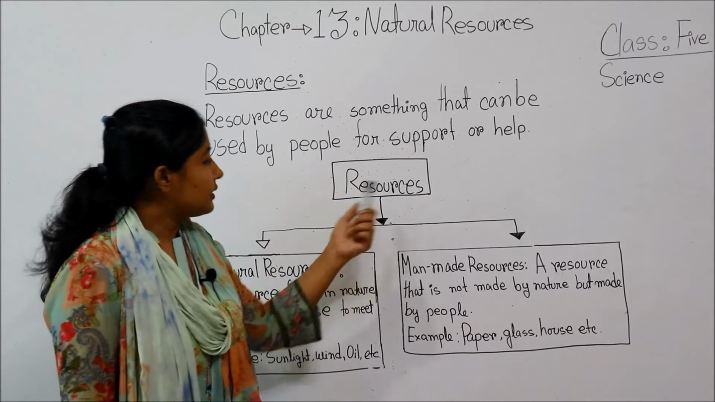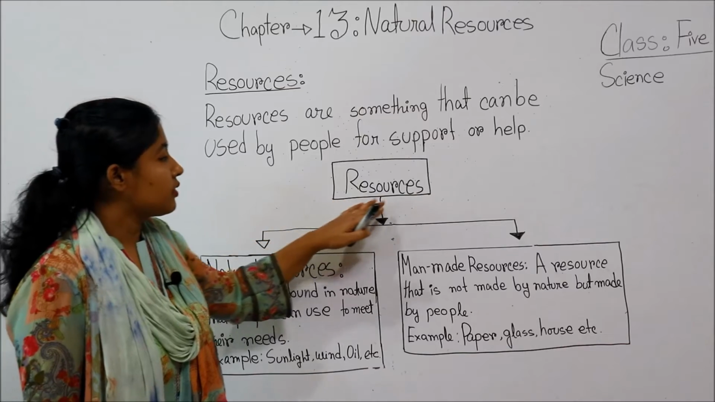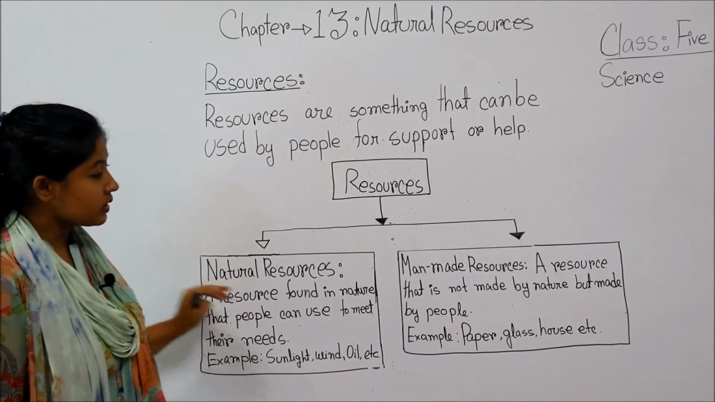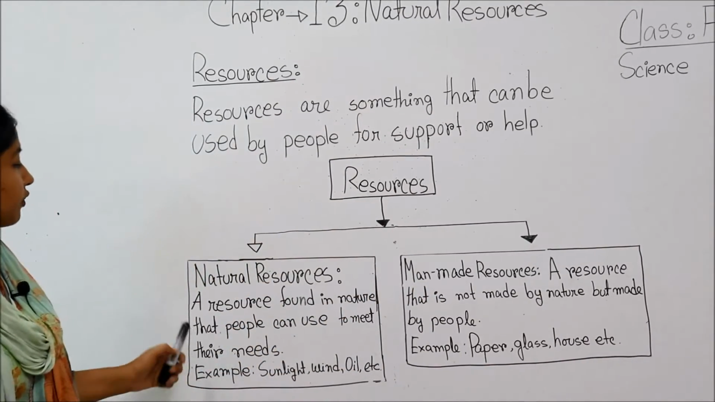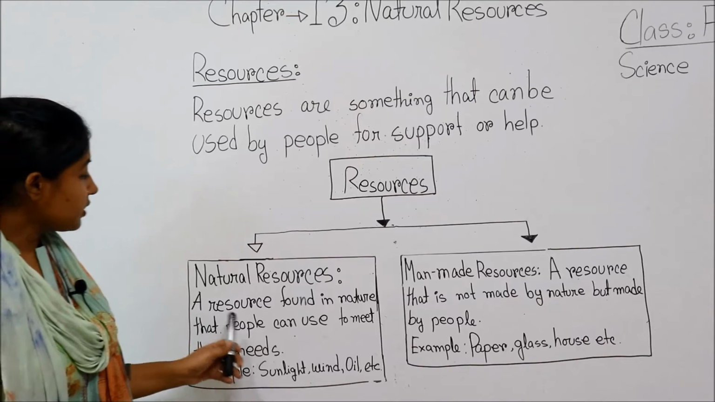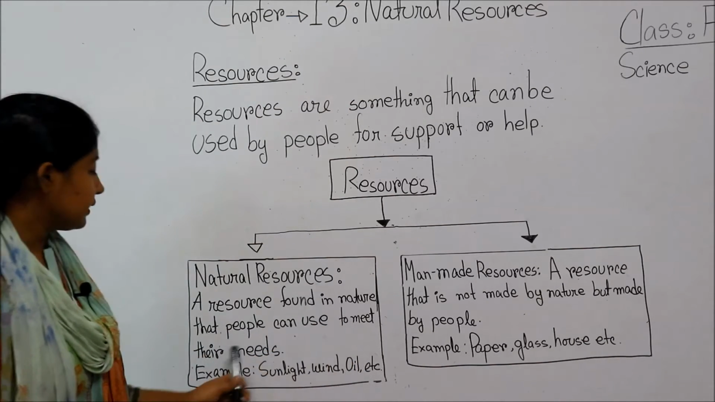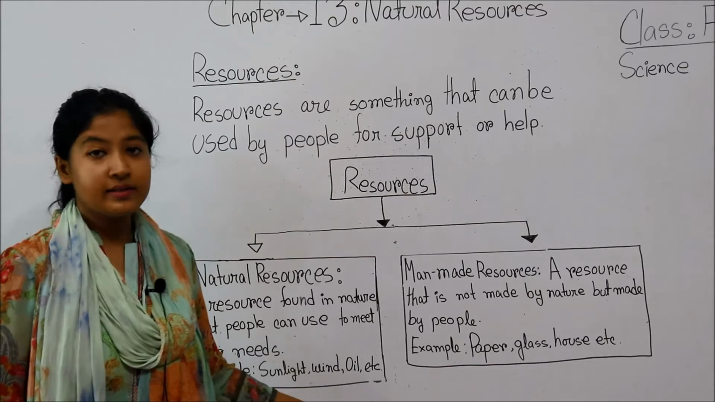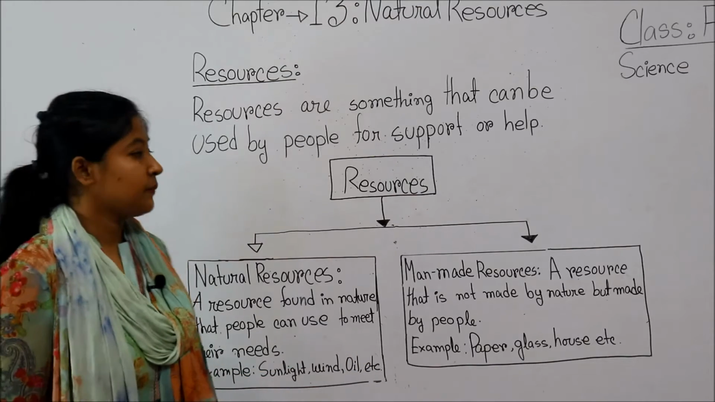Now we are going to discuss the classification of resources. We can divide our resources into two classes. Number one is natural resources and number two is man-made resources. The definition of natural resources is a resource found in nature that people can use to meet their needs, such as sunlight, wind, oil, etc. We use these types of resources for making new things.